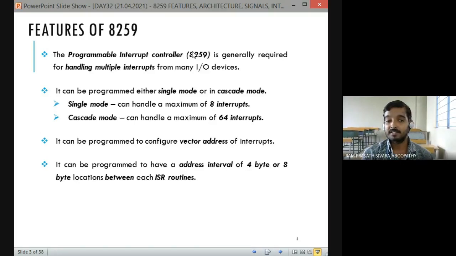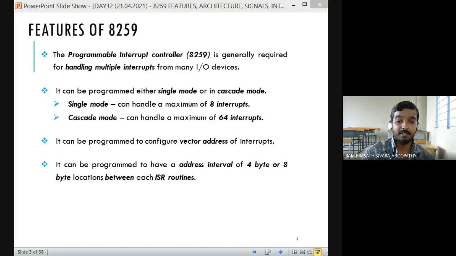Yes, RST0, a software interrupt, has a vector address. What is the vector address for RST0? How do we calculate the vector address? The number multiplied by 8, represented in hexadecimal. RST0 means n equal to 0. So what about the vector address? You must mention it in 16 bits: 0000H.